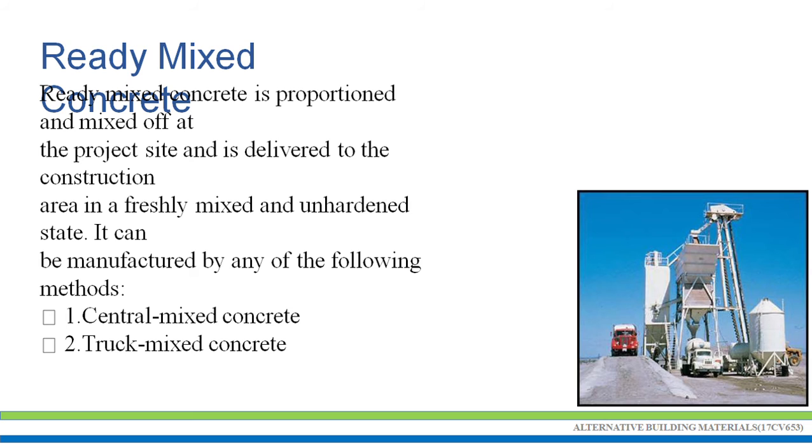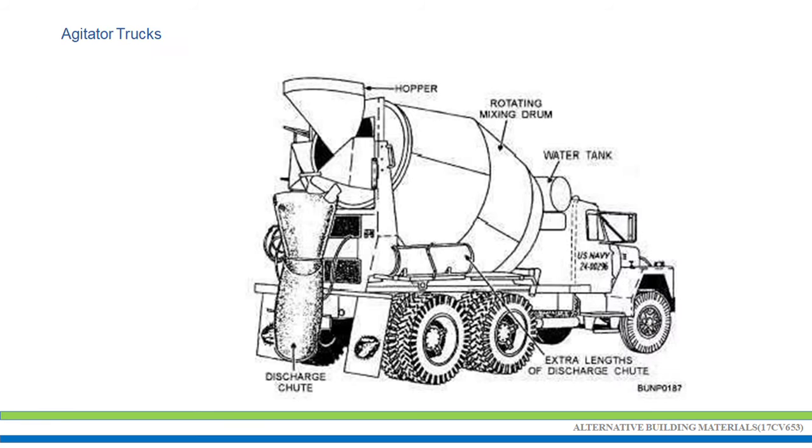So it can be manufactured by two methods. One is central mixed concrete and second one truck mixed concrete. You can see this is called agitated trucks, and there will be hopper and rotating mixing drum. Water tank should be provided, and this is a discharge chute. Extra chute can be used. It should be provided at the sides. So this is called agitated truck.